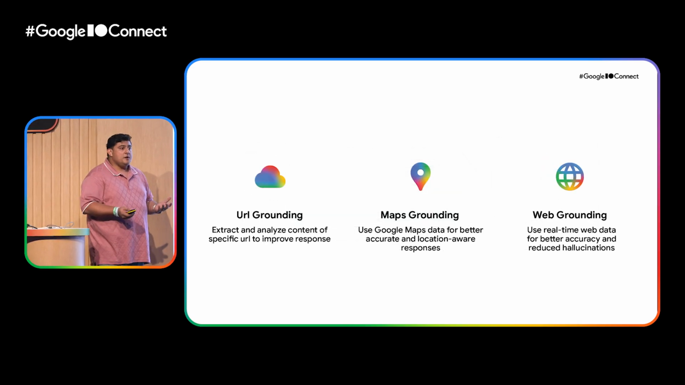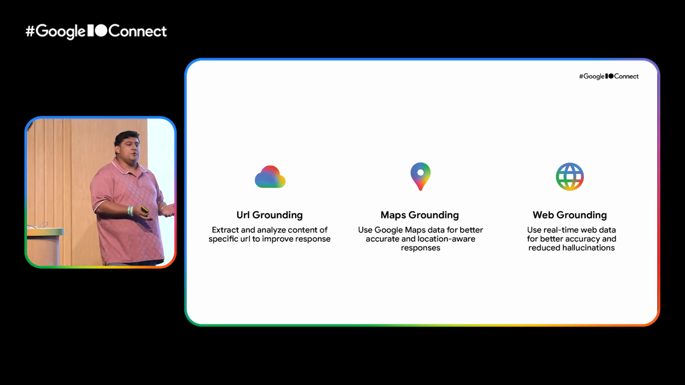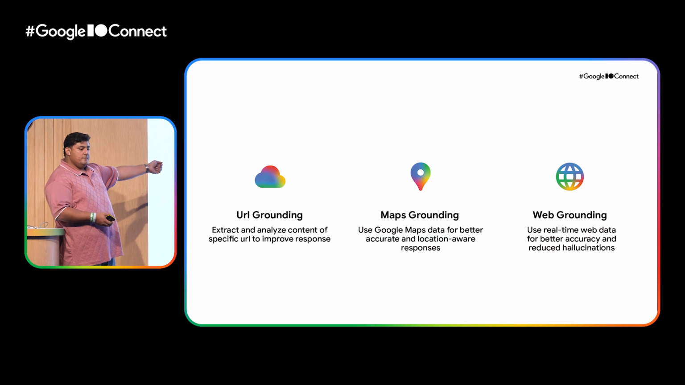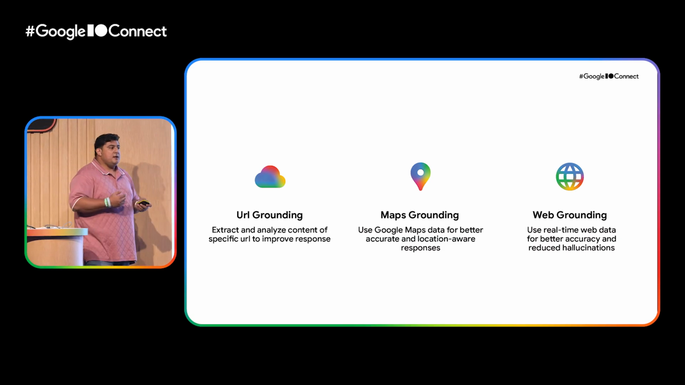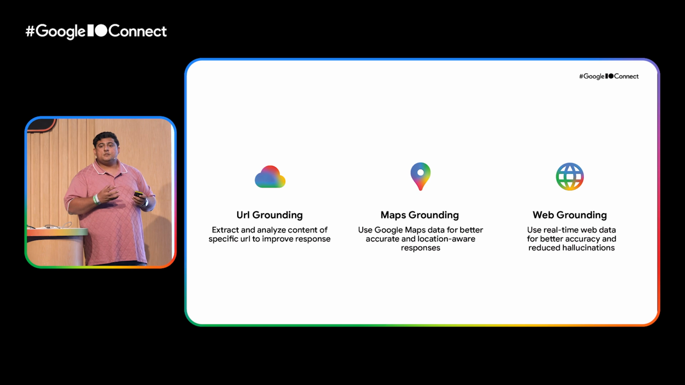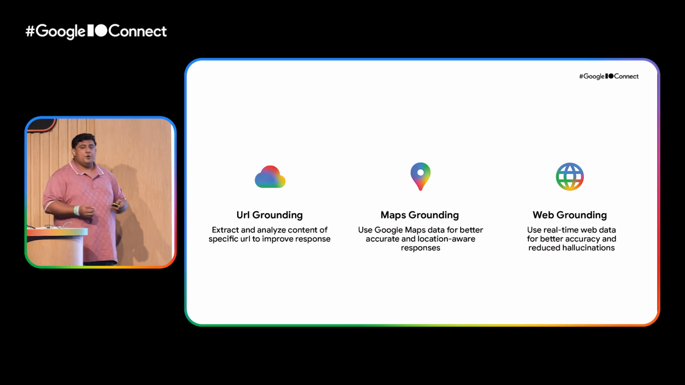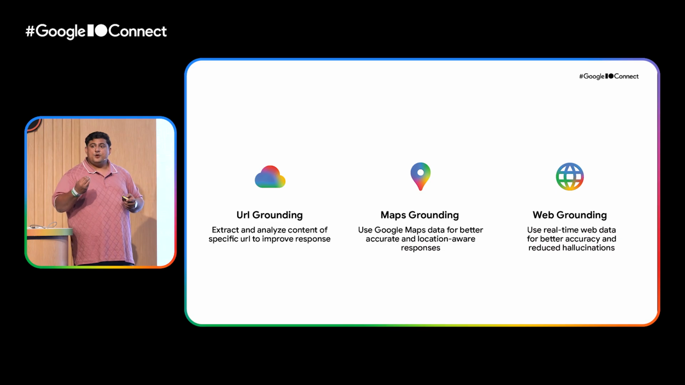Now, you can implement grounding data yourself by passing it, but we have also given 3 APIs for it. We have URL grounding, where you can provide a URL from which data will be extracted and content will be analyzed, and that will be used to give intelligent responses. We can also provide maps grounding, where the system will use that to give location-aware, accurate responses. And the third one is web grounding, where it will actually use data from the real-time web and try to reduce hallucinations and give you up-to-date answers for things.